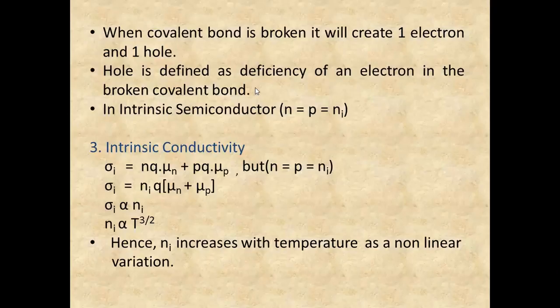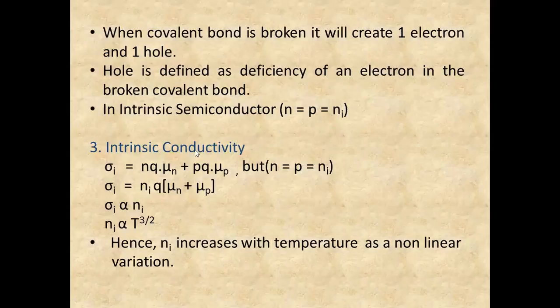In an intrinsic semiconductor, n is equal to p. Now why is n equal to p? Because we have the same number of electrons and the same number of holes. Whenever a bond is broken, it generates an equal number of electrons and holes. We don't have any doping or any impurity, so every time n is equal to p, and we assume that n is equal to p is equal to the intrinsic concentration. That is indicated with this notation.